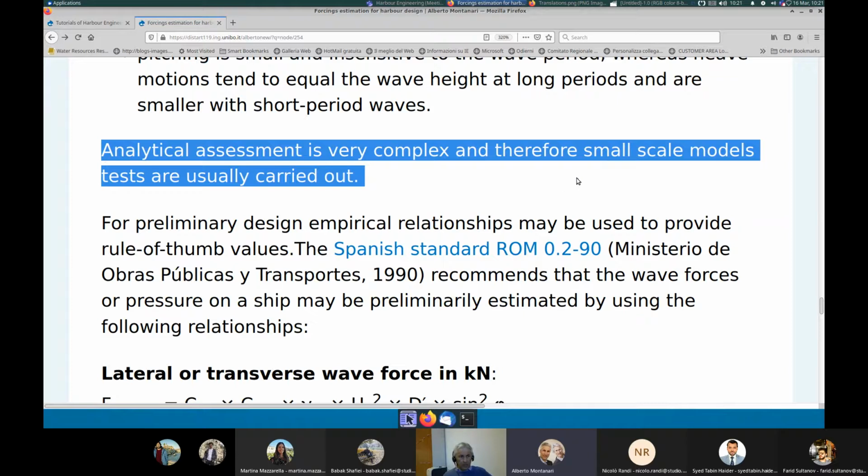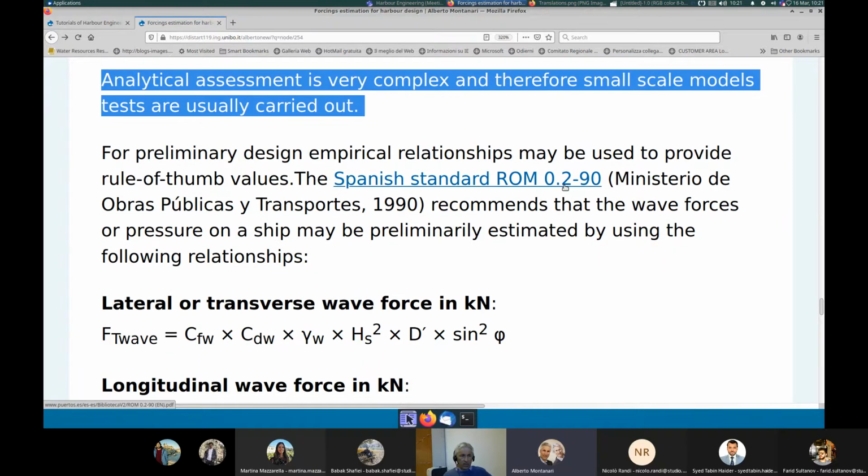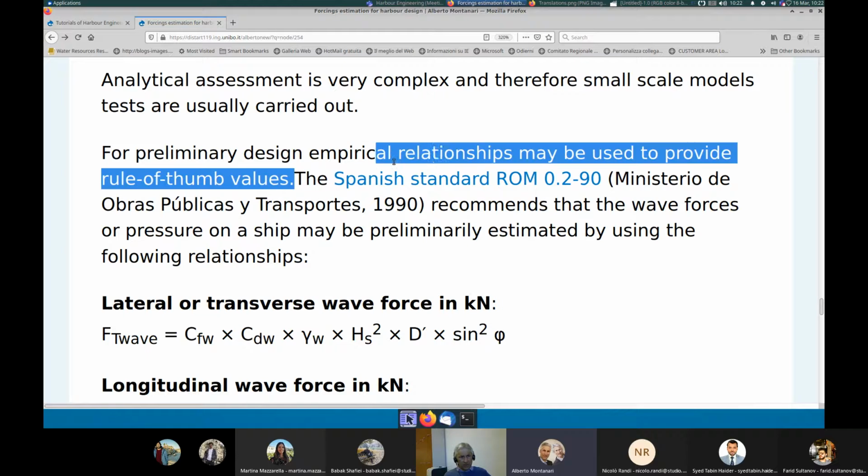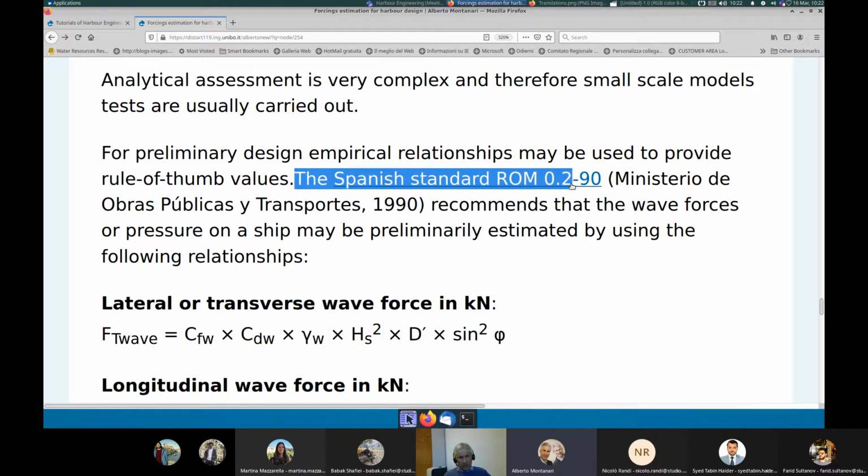Now, let's look at a simplified approach for design, okay? And again, let's refer to the Spanish standard. Why do I refer to this? I already explained to you. I prefer to refer to this standard because it's public domain. So if you want to get more details, you can go there and have a look, okay?